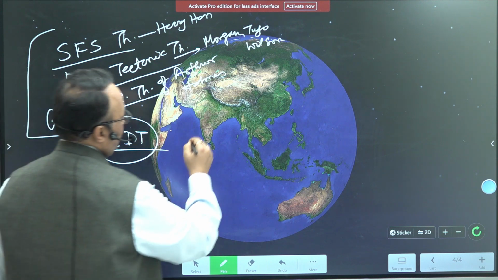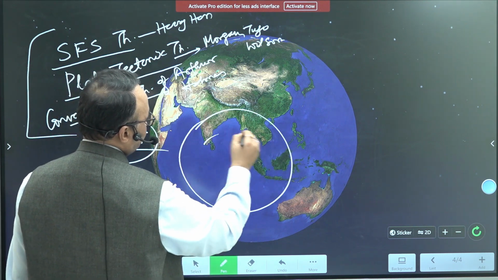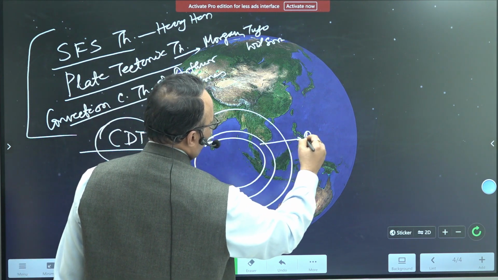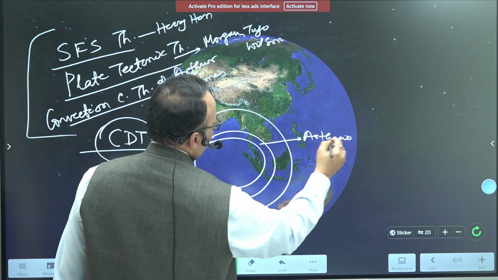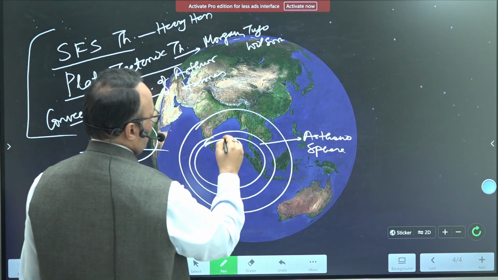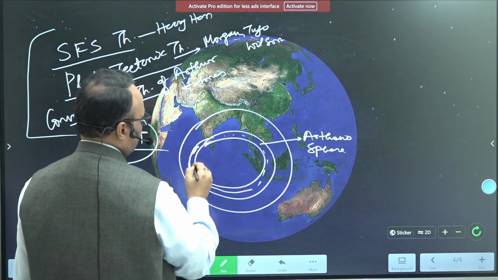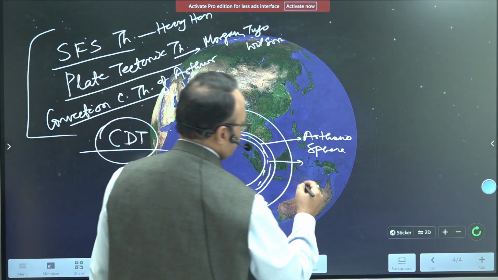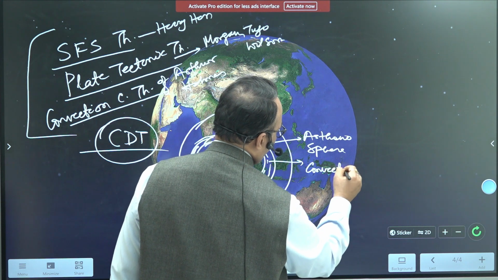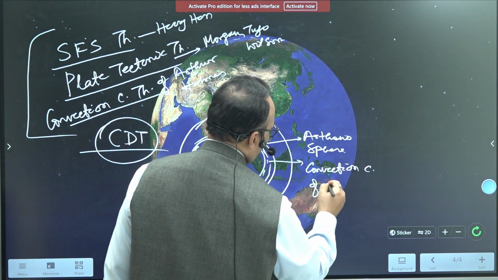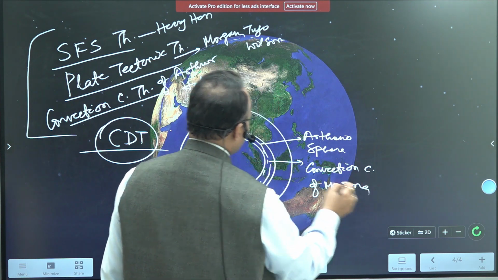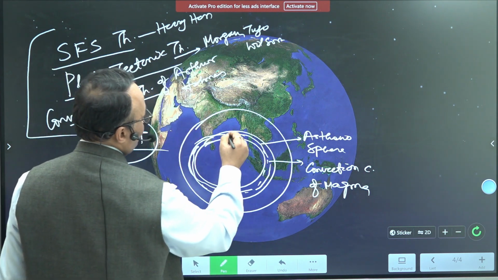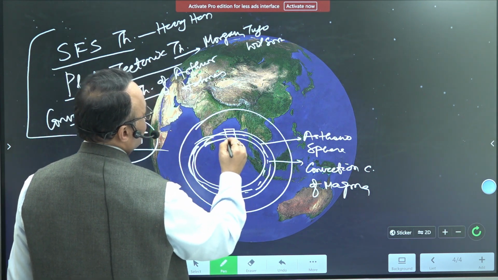This theory simply says that inside the earth there is an asthenosphere, and this asthenosphere has fluid rock. Inside this asthenosphere, the fluid rock is in a convection current movement. Convection current of magma is operating inside this asthenosphere because of the differential heat condition at the upper and lower parts. If you cut a cross section here, then you will observe.